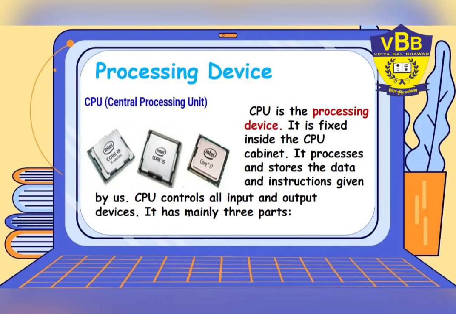Now, CPU, Central Processing Unit, is a processing device. It is fixed inside the CPU cabinet and it processes all the instructions which we give to our computer, like input and output as well. In input we give the instruction to our computer, the processing device processes the input, and in output, after processing, we get the result.